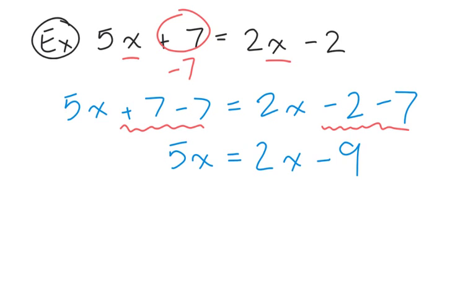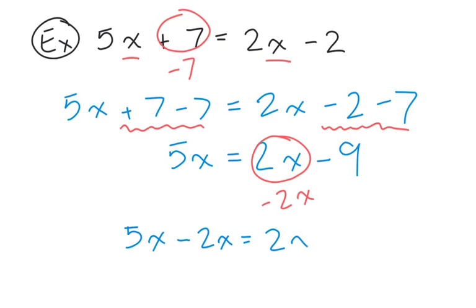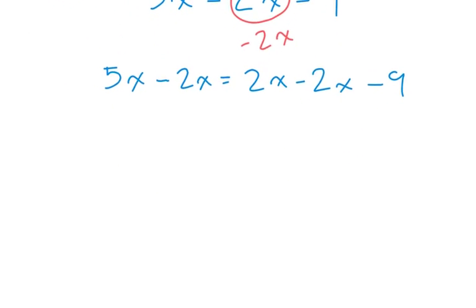If you refer back to our original strategy, we wanted to move all our terms which contain x to one side of the equation. So I'm going to try and move this positive 2x. The opposite of positive 2x is negative 2x. In other words, subtract 2x. I'm going to go ahead and subtract 2x from both sides of this equation. So I have 5x subtract 2x equals 2x subtract 2x, and this negative 9 just tags along. I'm going to go ahead and move this up so I have more space to work with.